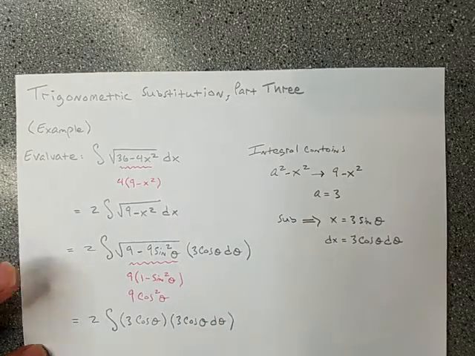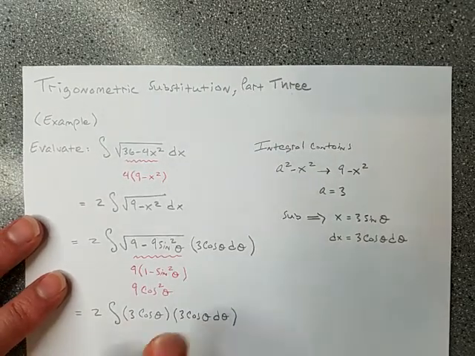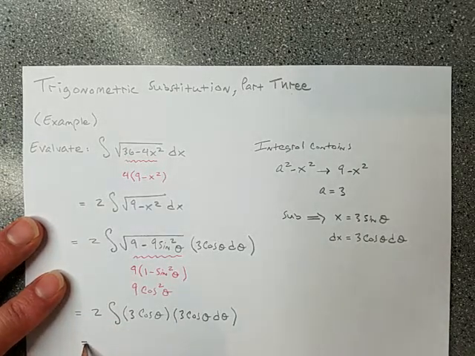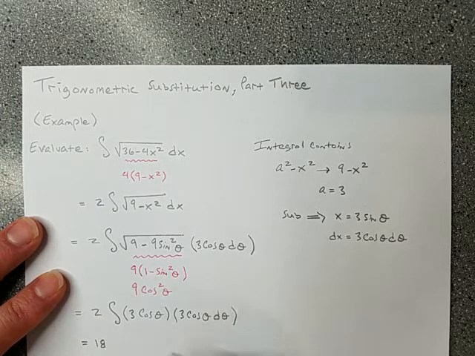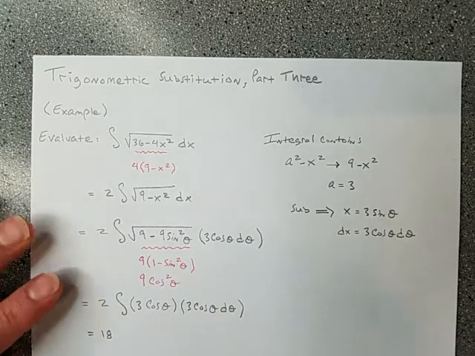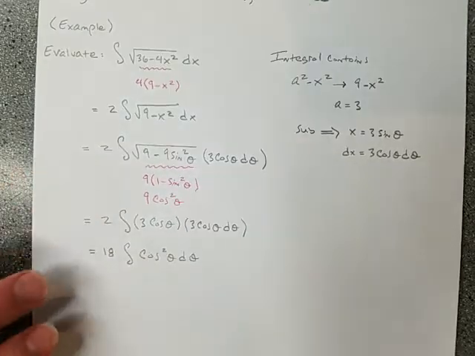All right, like so. That's what I get. Now let's collect some things together. 3, 3, 2. Those are all constants, all multiplied. So if I would like to pull that out of the integral, I have 18. Okay? And then in here, cosine times cosine. So I have cosine squared theta d theta. All right, so now we're to that point right there.